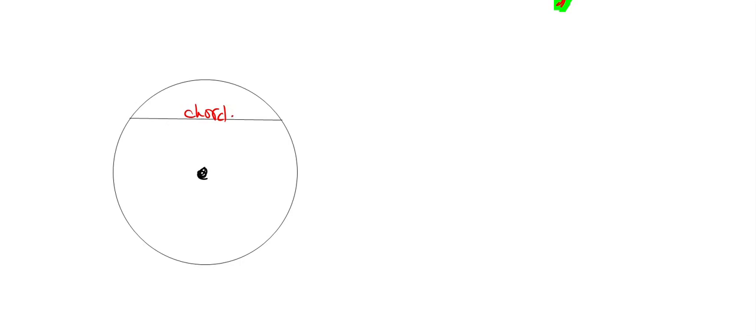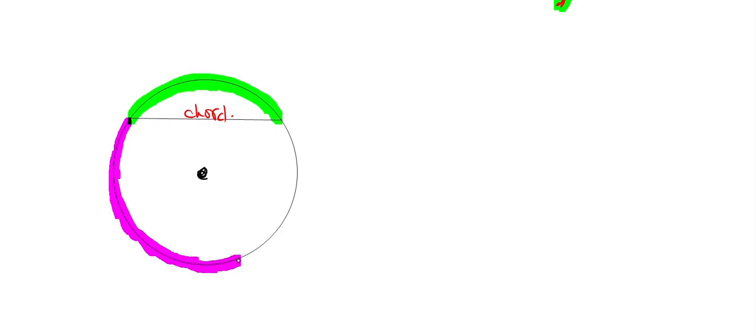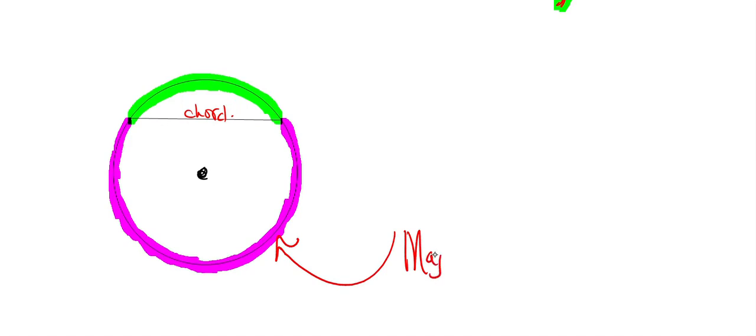Now, what will be the effect of this chord? We can have two arcs. Here, this is an arc. Since we said an arc is a part of a circle, this is also an arc. Now, the bigger arc is called the major arc, while the smaller arc is called the minor arc.